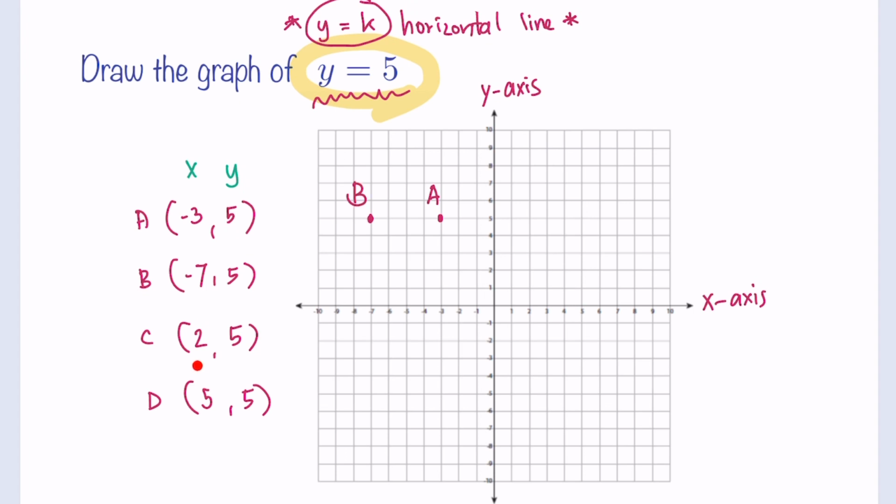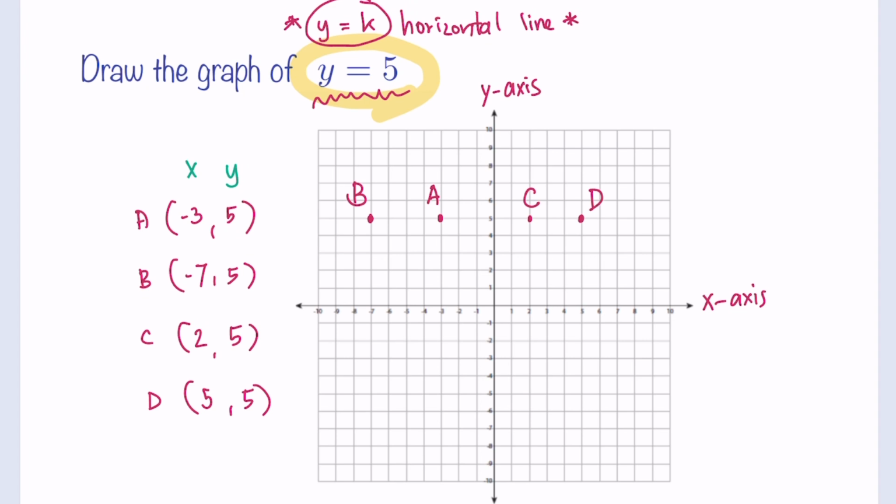Point C has x coordinate of 2 and y of 5. So starting at the origin, it's a positive 2 now. So positive 2 along the x-axis and 5 along the y. So 5 steps up. Here is my point C. And lastly, point D is 5 for x and 5 for y. So starting at the origin, 5 positive along the x and 5 positive along the y. So here is my point D.